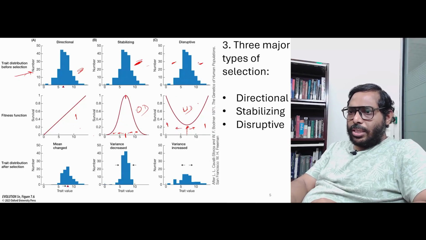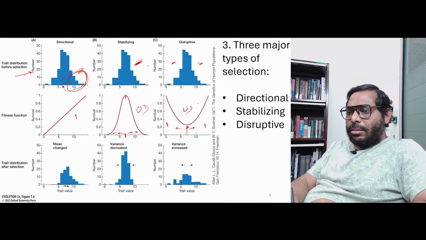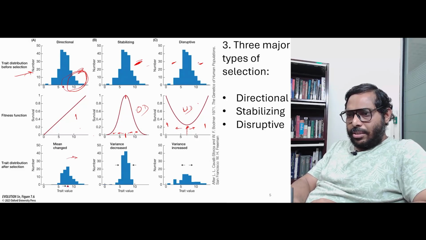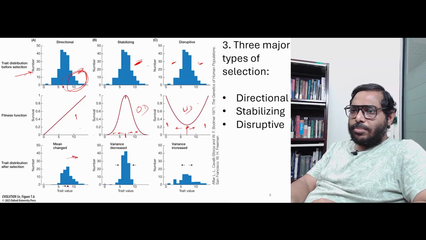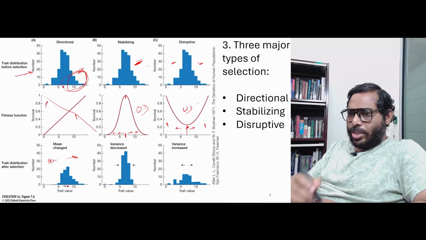So, in this particular case, what is happening? The higher values of the trait are being preferred. In other words, the frequency of these individuals is going to go up, and because of that the mean of the trait value will shift in this direction. The reason it is shifting in this direction is because the higher fitness is in this direction. If the fitness function had looked like this, where the higher fitness was in the lower direction, it would have shifted in the other direction. But that is not what we are showing here.